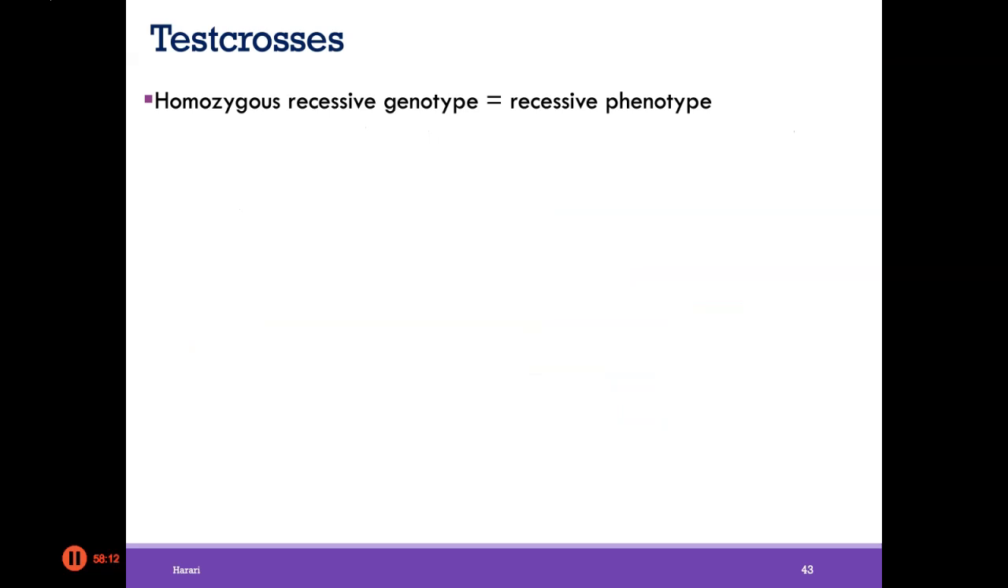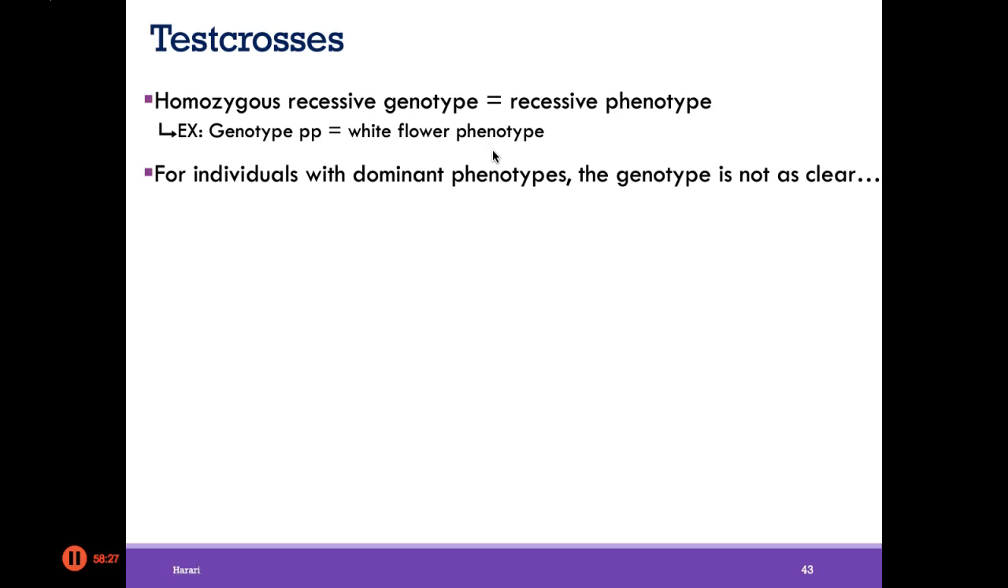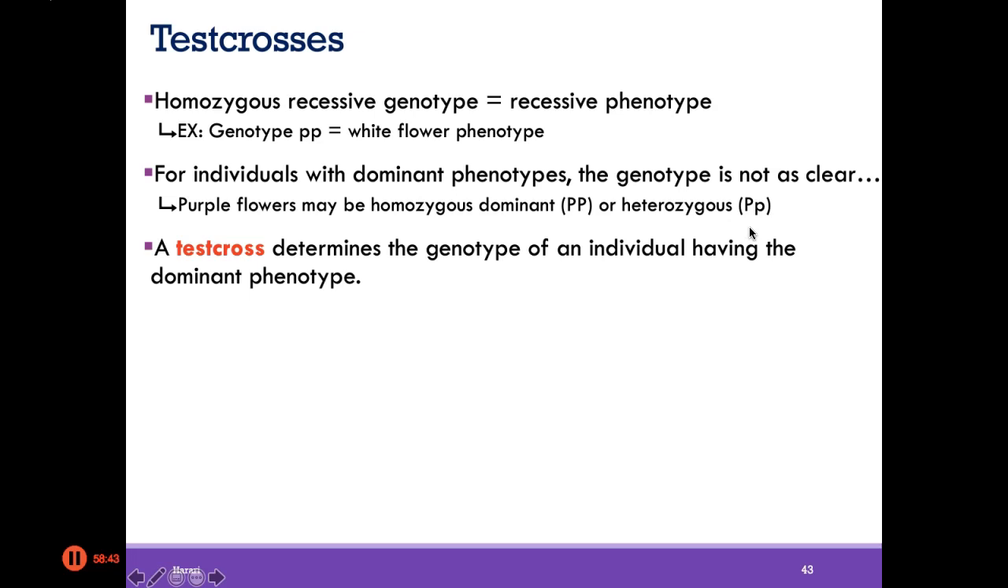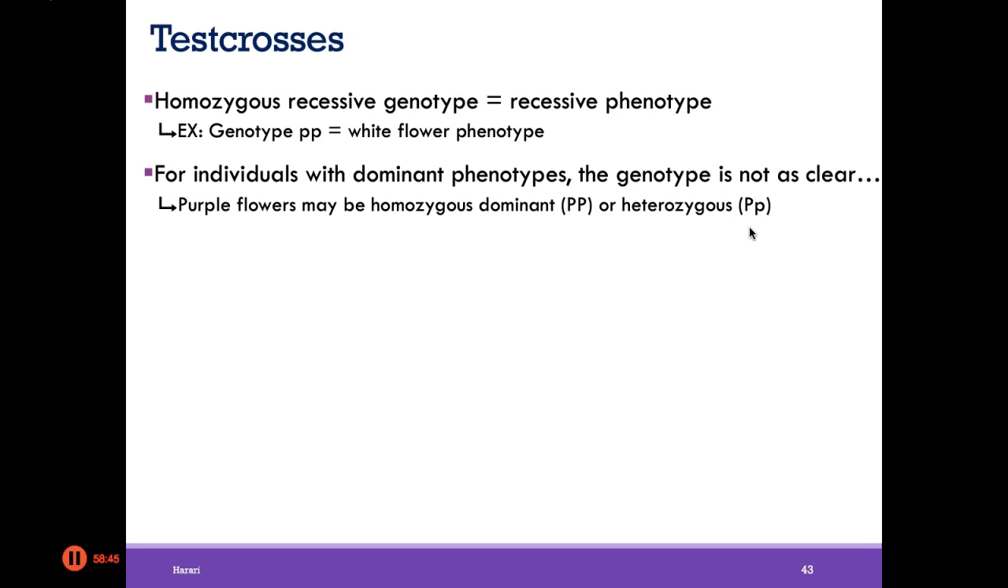So up until this point, we've been seeing that a homozygous recessive genotype, for example, little p, gives us the recessive phenotype. So little p genotype gave us the white flower phenotype. But for individuals with a dominant phenotype, it's not as clear to figure out what the genotype is. So a purple flower can either be big P, big P, homozygous dominant, or a purple flower could be big P, little p. So suppose I have a purple flower, and I want to know what the genotype is. Is it big P, big P, or big P, little p? How do I figure that out?